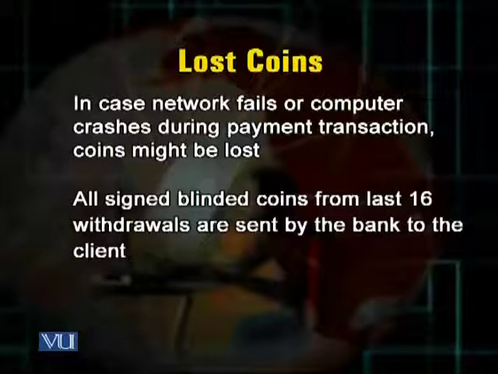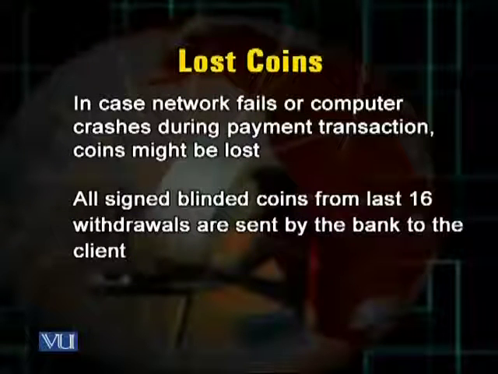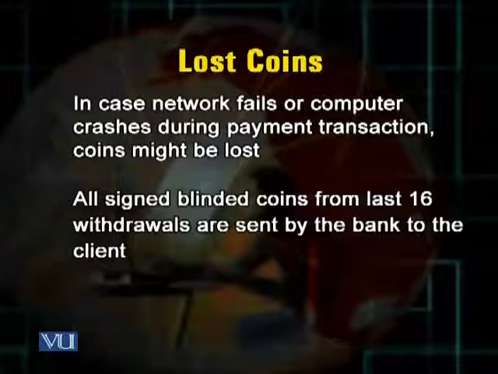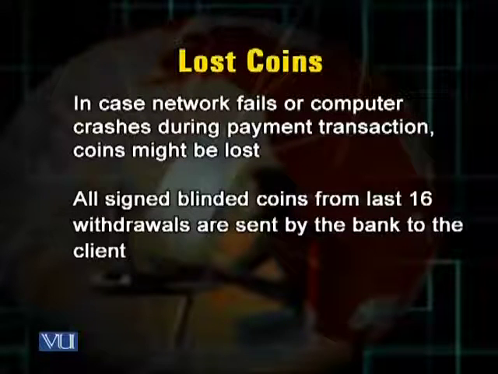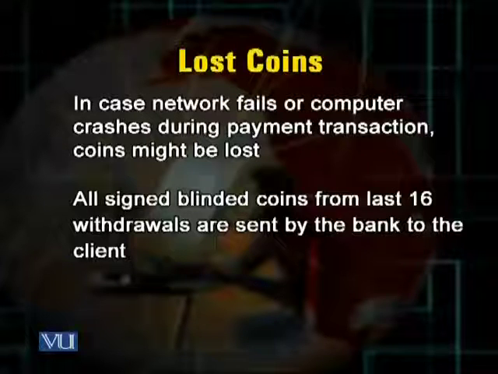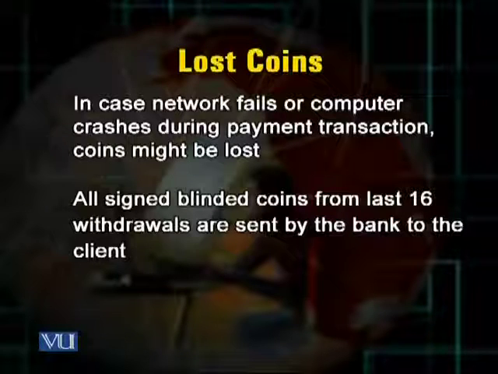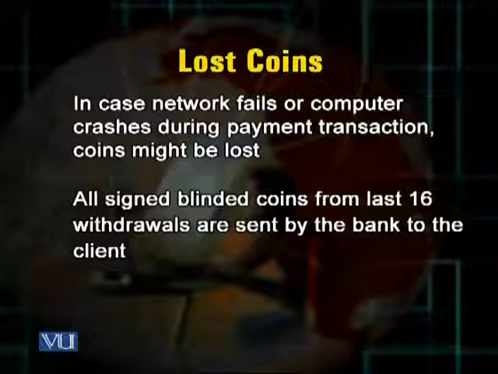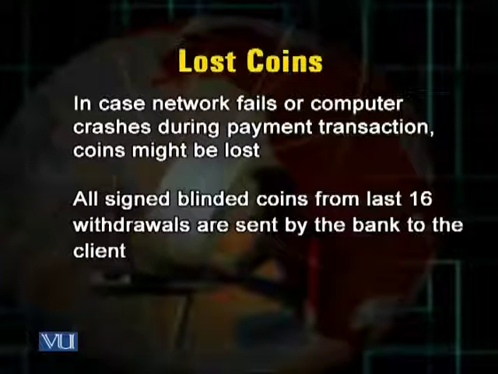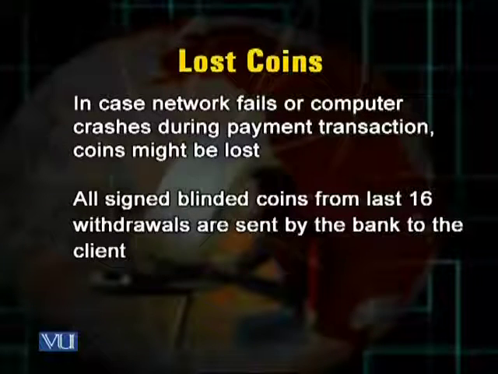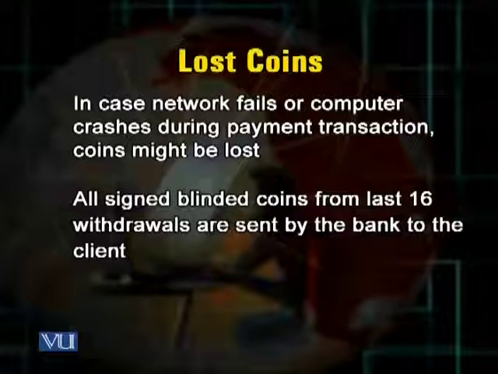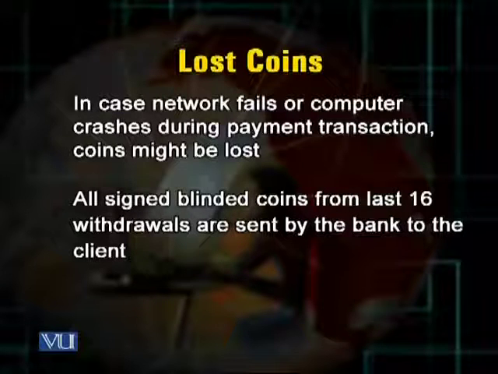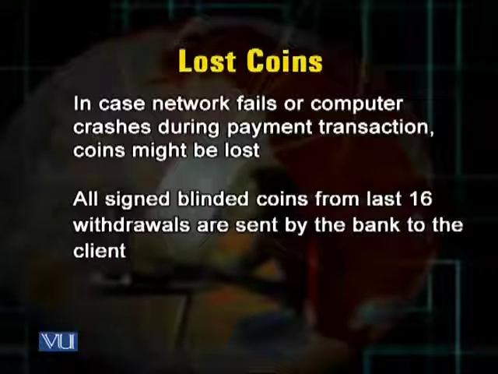All signed blinded coins from the last 16 withdrawals are sent by the bank to the client. So all the different coins which were signed blindly by the eCash bank during the last 16 withdrawals, serial number into R raised to power E2 mod M in case of a $2 coin, and so on. All such expressions relating to various denominations which were available with the eCash bank at the stage of signing. So as regards the last 16 withdrawals, all such expressions would be provided to the customer by the eCash bank. The customer only knows the blinding factor R. The customer would then divide all these expressions by the blinding factor R and would therefore come to know the serial numbers. These serial numbers would then be passed to the eCash bank.